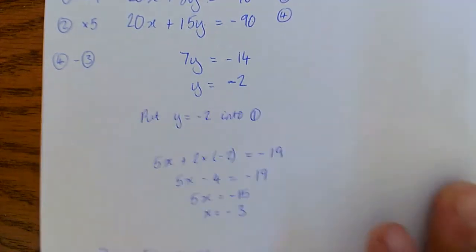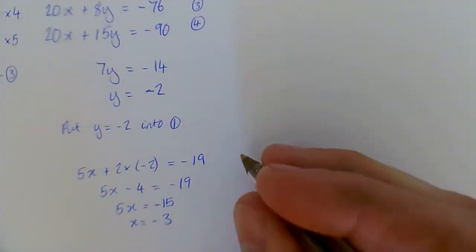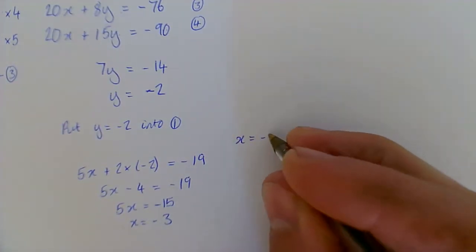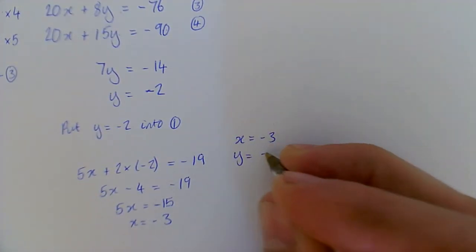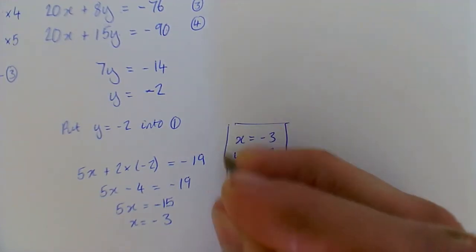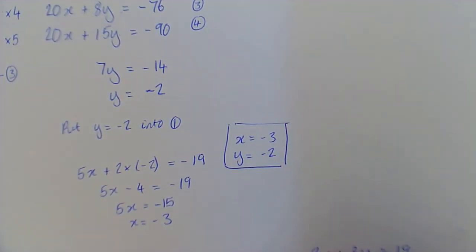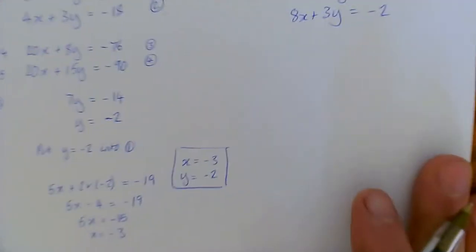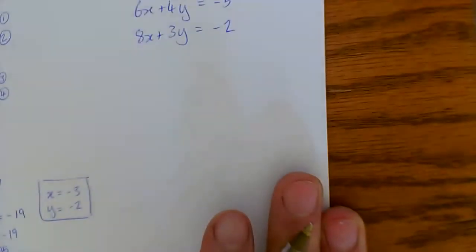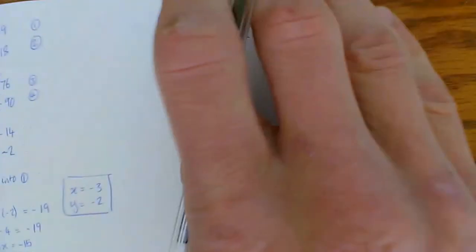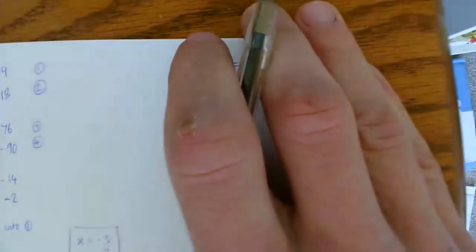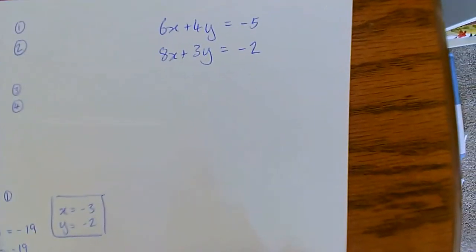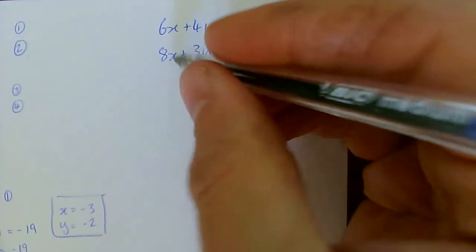Now it's always good when you get your answer to actually just write it out. So we've got x equals minus 3, y equals minus 2. There's our answer to this first pair of simultaneous equations. Now, second pair, very similar, but as I kind of alluded to, we have this slight shortcut we can take at the beginning.